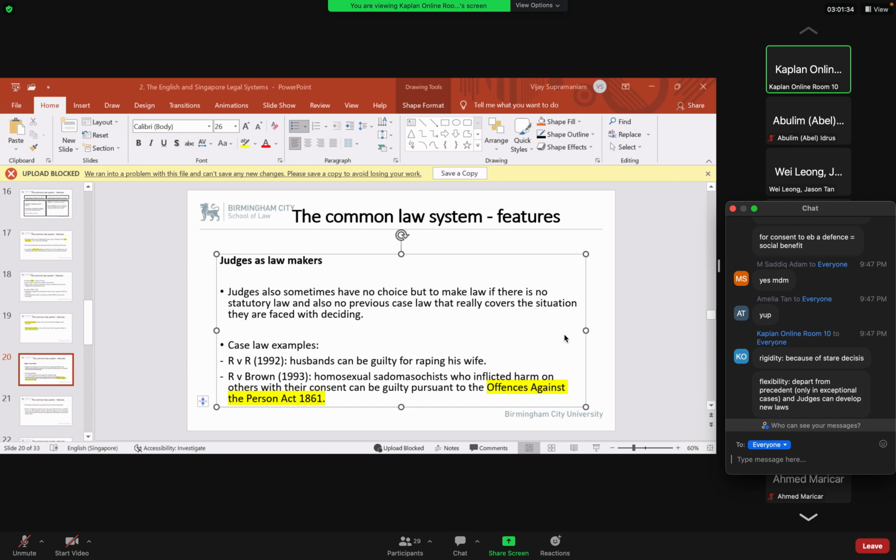Clear here? Okay, so for rigidity, one case law example that I can give you is Donoghue v Stevenson. The law still remains as good law today. For flexibility, you can use any one of these two cases on my screen: Crown against R or Crown against Brown can be used. Okay?